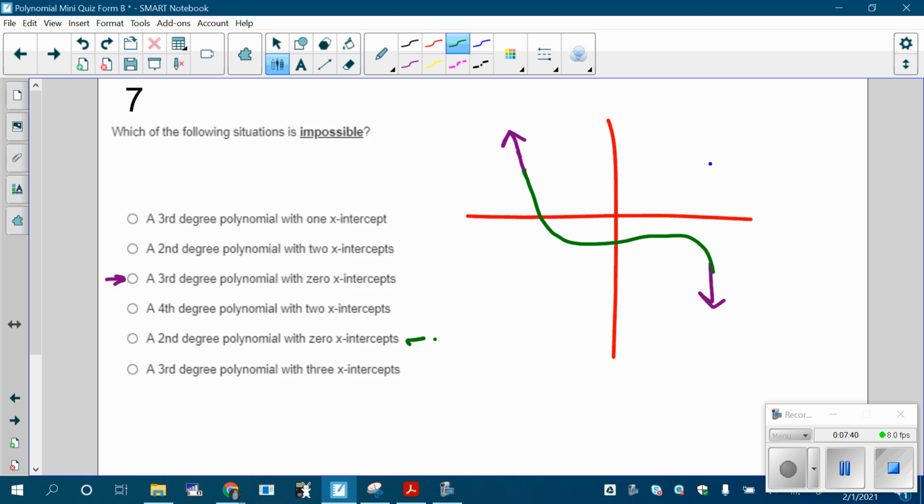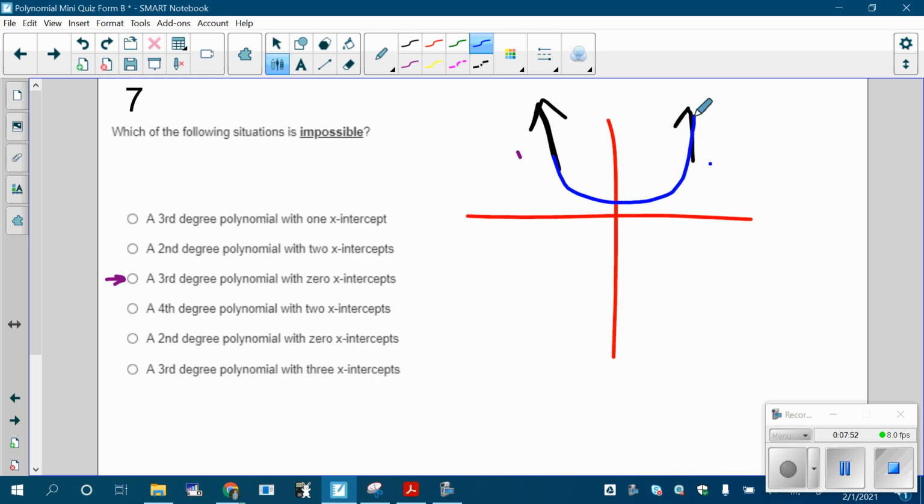For an even degree polynomial, second degree polynomial, it's totally possible that it has no x-intercepts. Look, end behavior for a parabola can be up, up. It can look like this. No x-intercepts. It's those odd degree polynomials that have to have at least one x-intercept. So this is the one that's impossible.